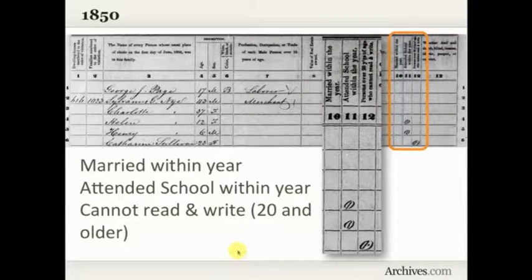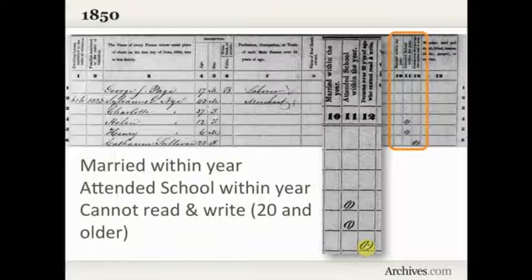Then in the next section, we have some questions about if this person was married within the year. And that means married within that census year. So the census date for 1850 was June the 1st. So were they married between June the 1st, 1849 and June the 1st, 1850? The same applies for the next question if they attended school within the year, from June 1st, 1849 to June 1st, 1850. And if the person was 20 or older and they couldn't read or write, they were supposed to mark that as well in the census.